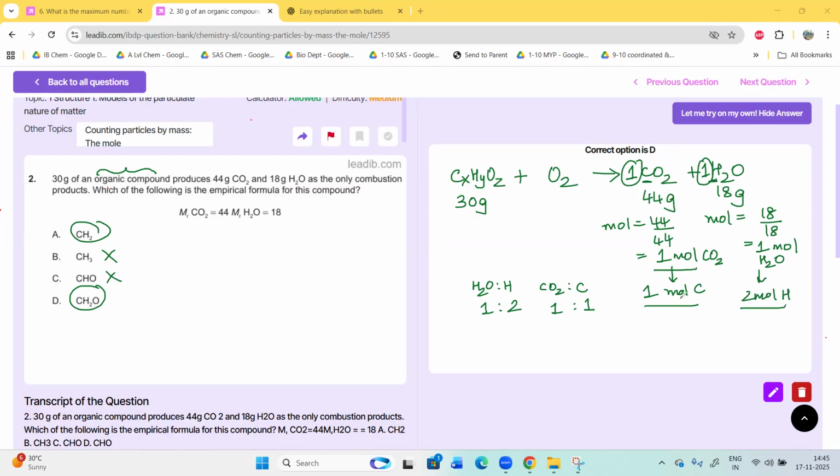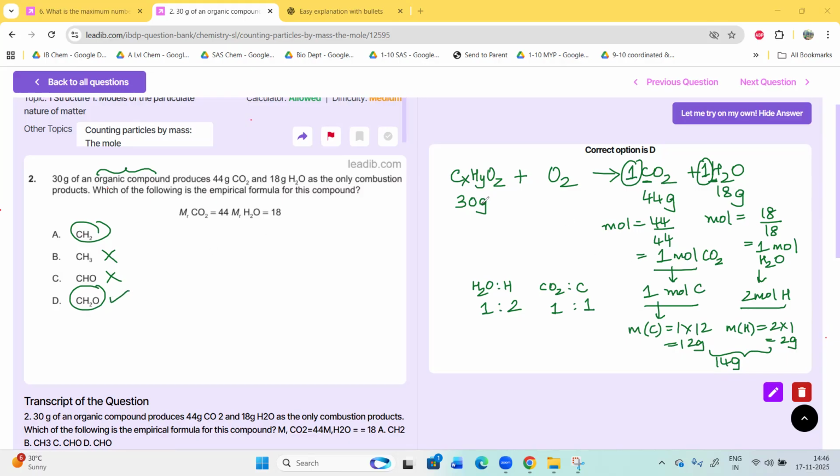Now we know the moles of carbon and the moles of hydrogen, so we can get the mass. Mass of carbon is moles times the molar mass, so 1 times 12, which is 12 grams. The mass of hydrogen is moles times the molar mass, so 2 times 1, which is 2 grams. You can use the actual values from the periodic table, 12.01 and 1.01, but I'm just using rounded figures right now. So 12 plus 2 gives you 14 grams. It's not equal to 30. That means there is oxygen present in the molecule. So option D is right.